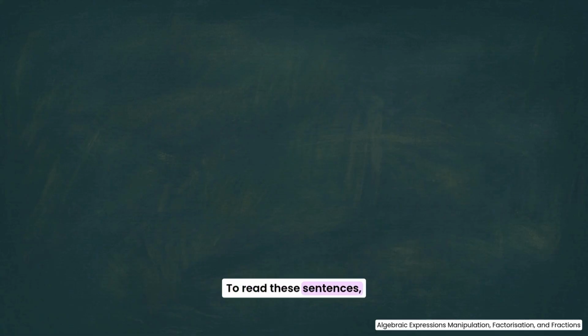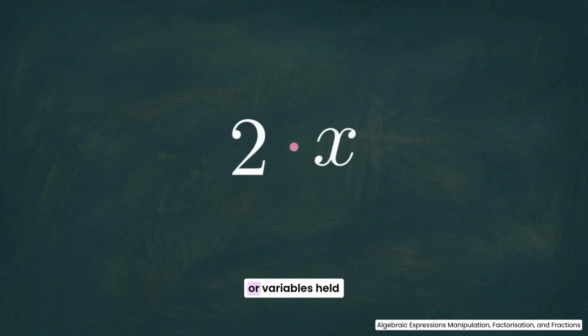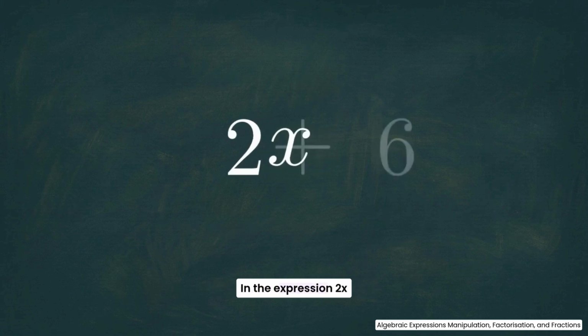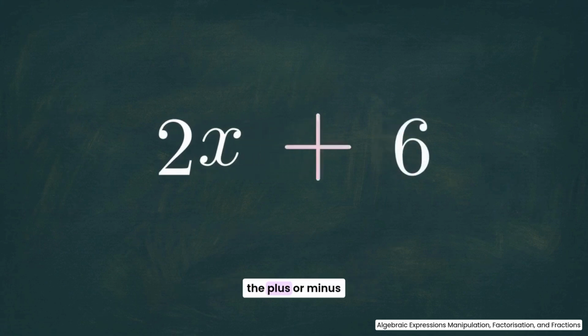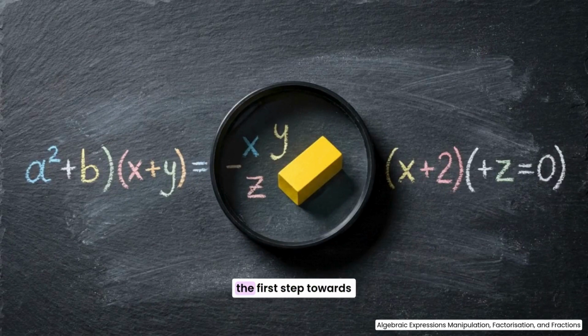To read these sentences, you must identify individual terms. A term is a group of numbers or variables held together only by multiplication or division. In the expression 2x plus 6, the plus or minus signs act like bridges between separate islands. Here, 2x and 6 are distinct terms. Identifying these islands is the first step towards simplifying and solving expressions.